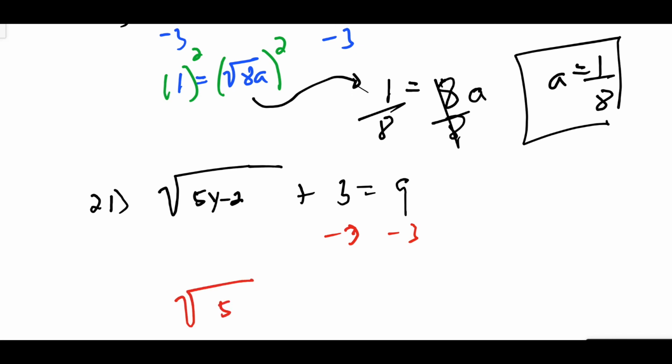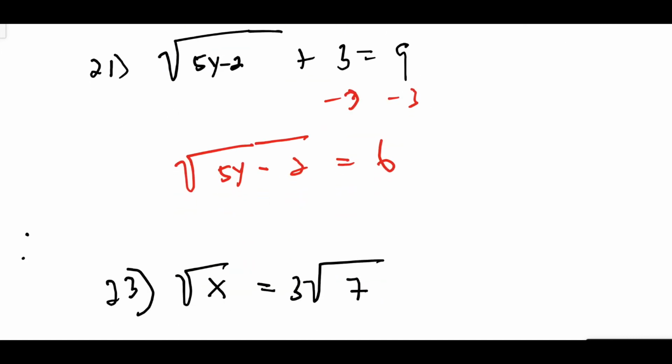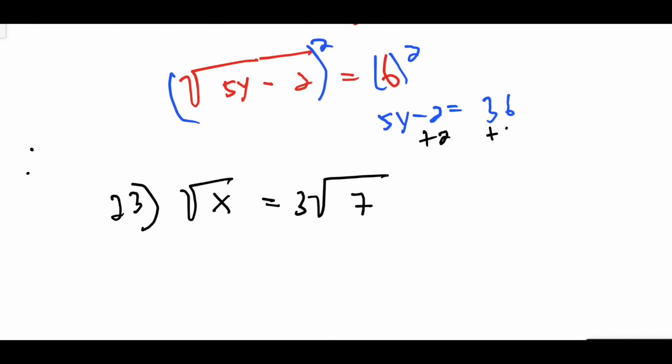Root 5y equals 6. Hold on. Hold on. 5y minus 2. Did you get 36? I didn't hear 36. Yeah, because you skipped a step and you didn't do it to both sides at the same time. You have to do it at the same time. If you don't, you could forget. A wise man once said, do it at the same time.